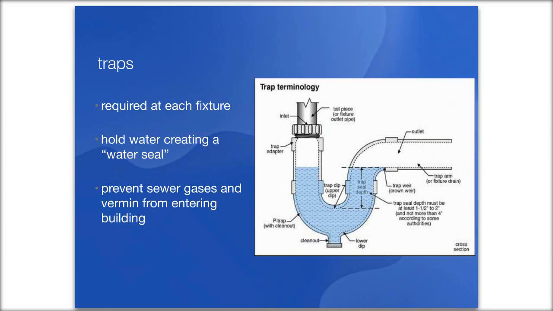So the trap is a really essential part of the drain system. It's required at each fixture, and what it does is it holds water that creates a water seal. And that prevents sewer gases and potentially vermin from coming into the house from the drain, from the sewer system or the septic system. So it's a really very important thing for protecting the indoor air quality of the home.